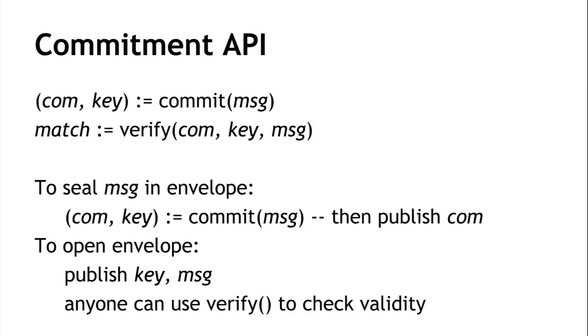Later, to open the envelope, we publish the key and the message that we committed to, and then anybody can use this verify call with the commitment that we published previously, and the key and message that we just announced, to check the validity of our opening the envelope. And the property we want from this is that it behaves like sealing an envelope.